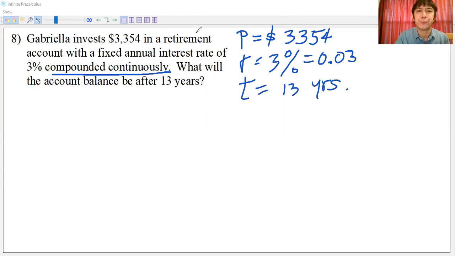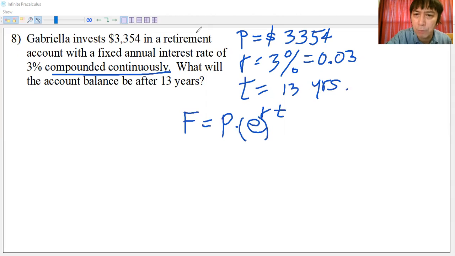Okay, so our formula is different from problems 1 to 5. This will now be P times E raised to the product of R and T. Remember, this is the constant E raised to the product of R and T. Just a little clarification there so you won't be lost in using the formula.